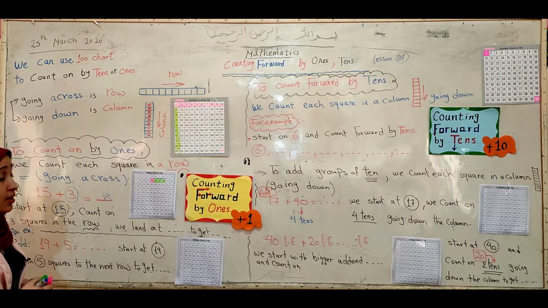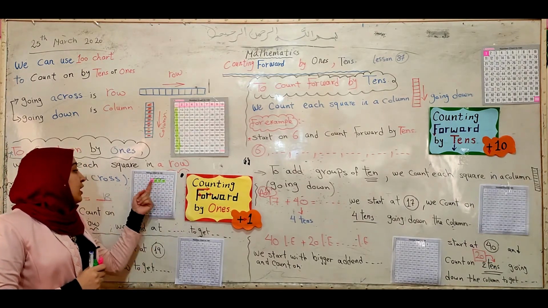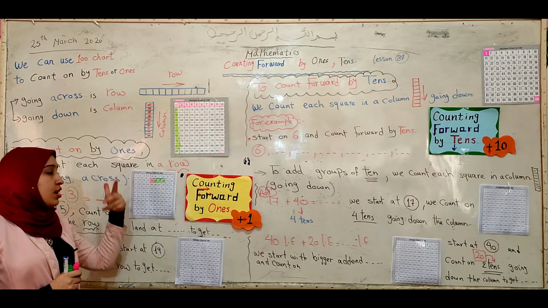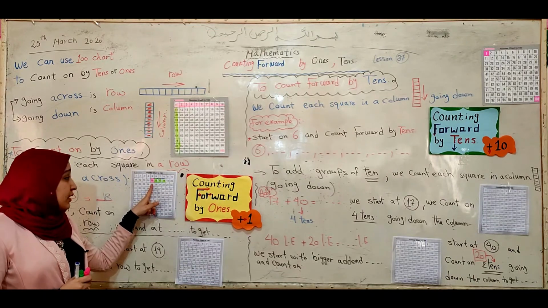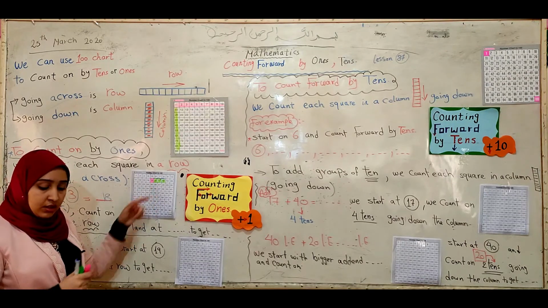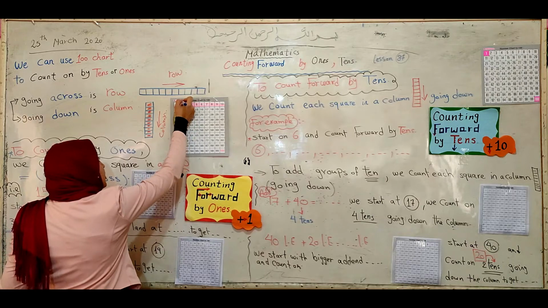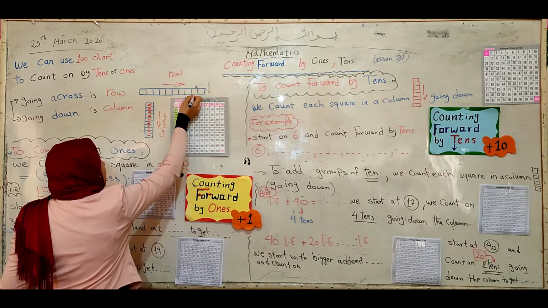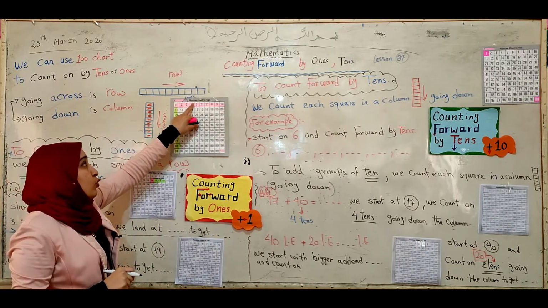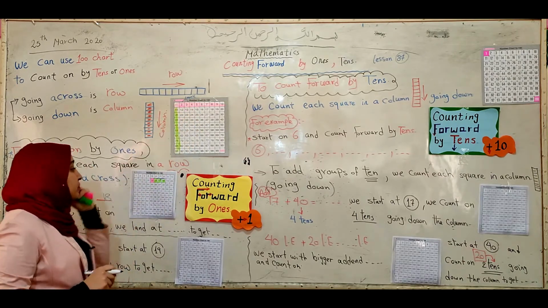We notice here that when we go in this direction to the right, each square is one more than its previous square. Let's see, this is 15. The next square is 16. So 16 is one more than 15. Each time we go to the right, each square is one more than its previous square. So 3, one more, 4. 4, one more, 5.